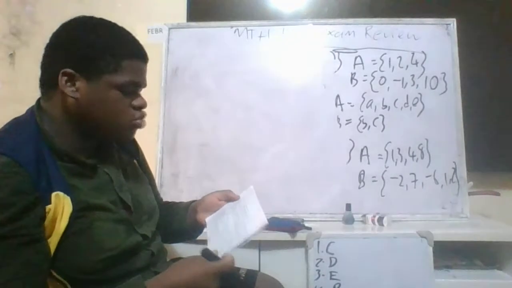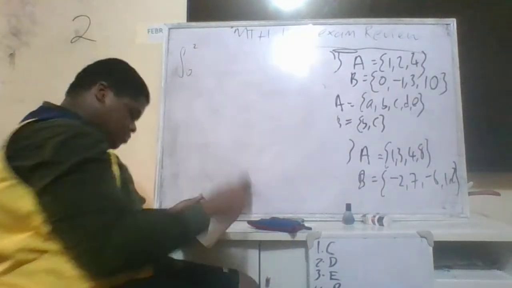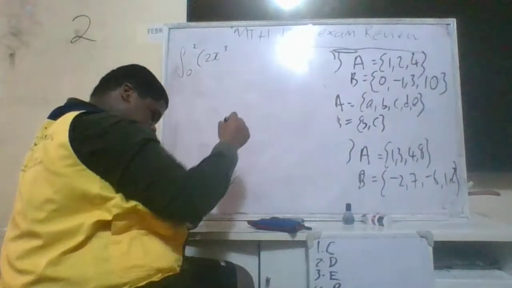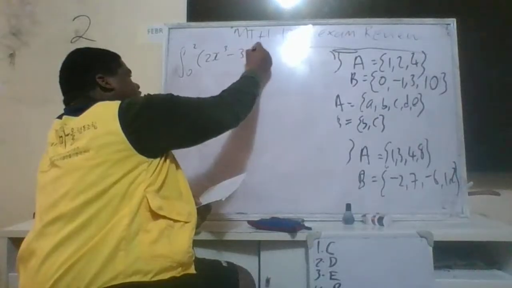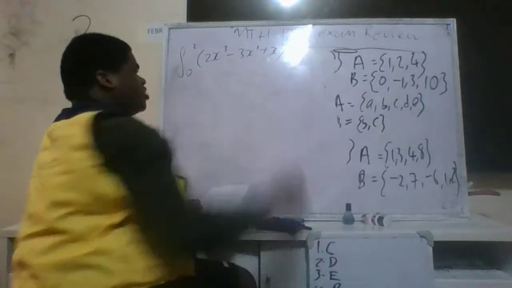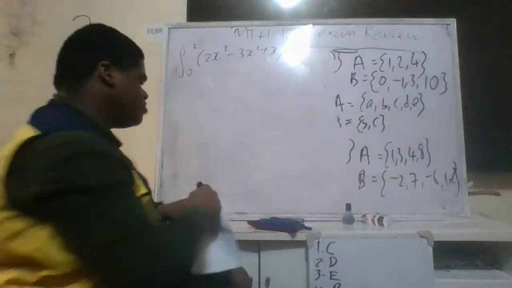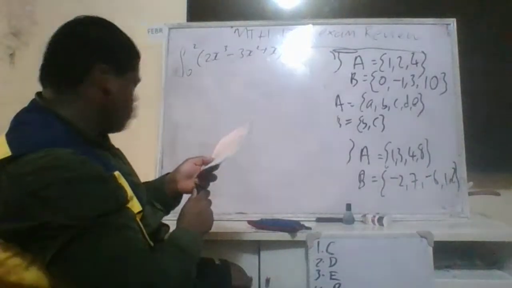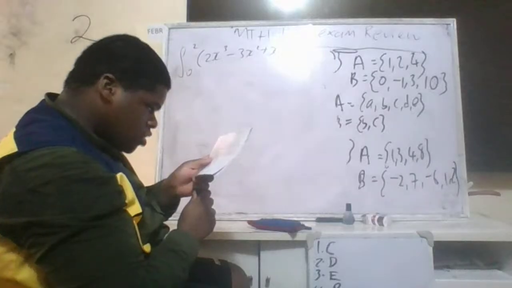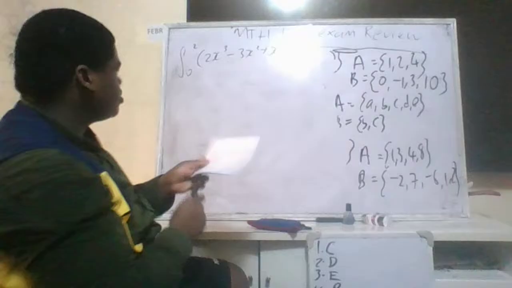Question 6 says we should evaluate the integral from 0 to 2 of 2x to the power of 3 minus 3x squared plus x with respect to x. Let me check if it's showing on the board because I want to use this. Let me just use the bright marker. We have the integral from 0 to 2 of 2x to the power of 3 minus 3x squared plus x with respect to x.